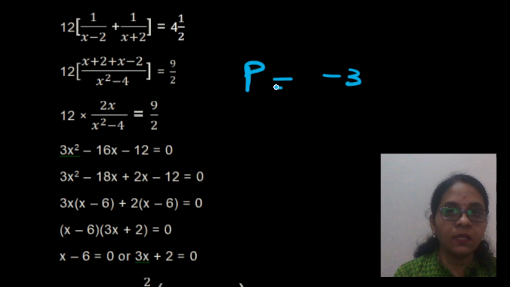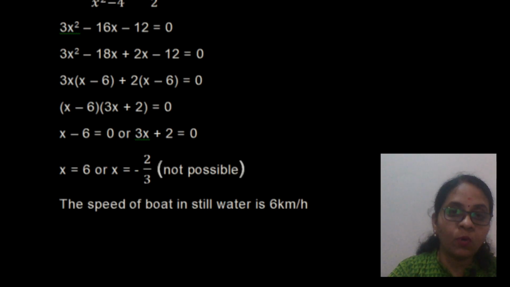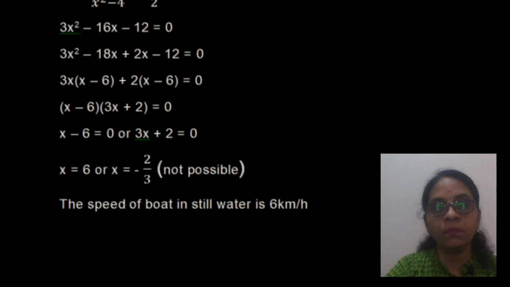Factors of minus 36 will be 18 and 2. And as usual, you get one positive value, one negative value. We cannot take the negative value. Why can't we take the negative value? Because speed can't be negative. Therefore, the speed of the boat in still water is 6 km per hour. Simple sums, children. Wherever you want to see the solution, you can pause and make note of the solution.